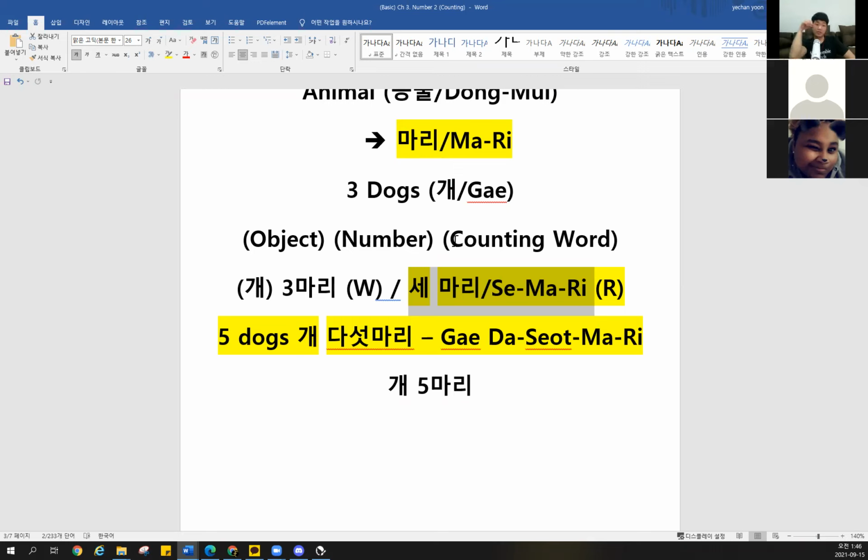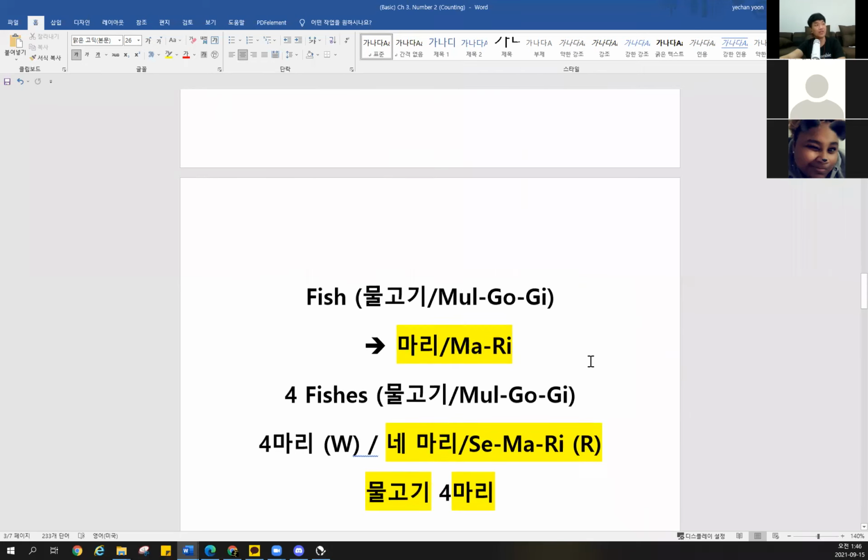What is the 5, guys? I already wrote it down for you. What is the 5? 다섯. Okay, then how can you say 개 다섯 마리? 개 다섯 마리. That is how you pronounce 5 dogs in Korean. Okay, 다섯. Please don't forget this one.